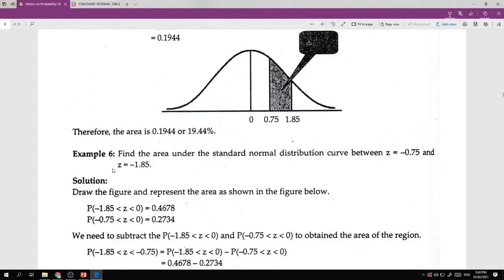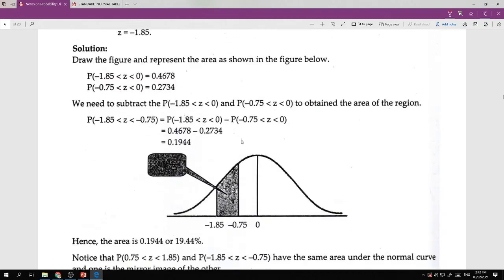The only thing there is the negative z. So meaning it's located at the left of 0. So our illustration is to the left of 0. And the same solution. We subtract the area of 0.75 from the area of 1.85. That is 0.4678 minus 0.2734, that is 0.1944. Is this clear?